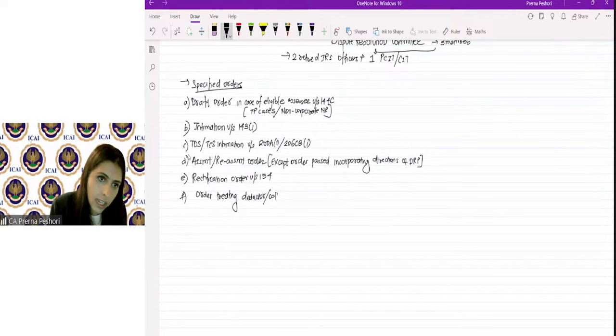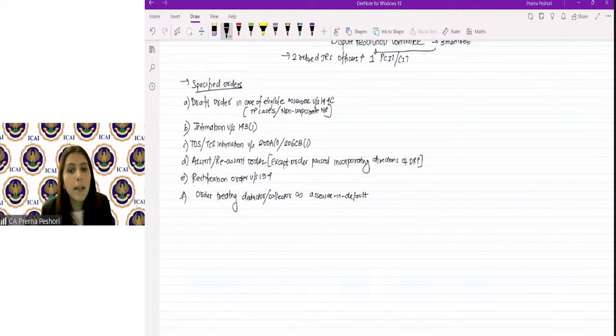Tax deductor or collector as assessee in default, for not deducting or paying the taxes. So these are the orders which are covered under the Dispute Resolution Committee, DRC. Draft order, meaning before you go to the DRP. Final assessment orders, intimation, rectification, or the orders treating the assessee as assessee in default. All these cases are there.